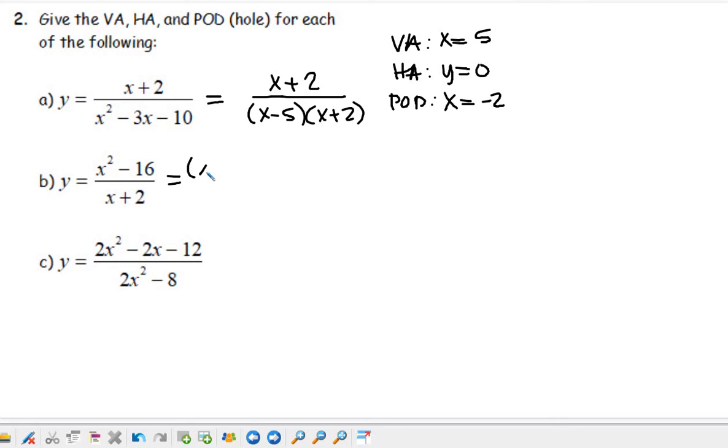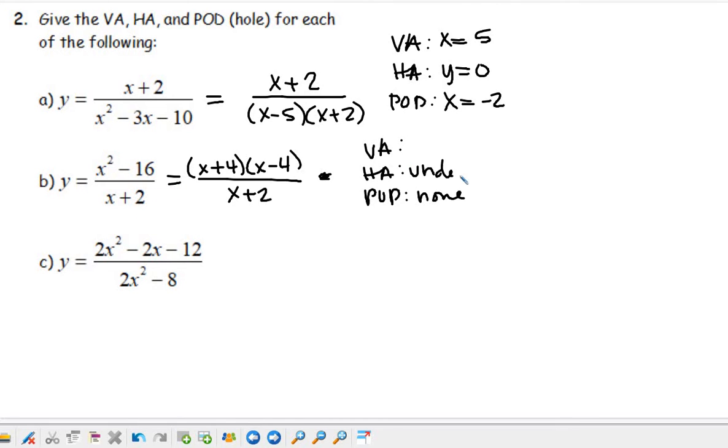So letter B, again, we need to factor. So the top is a difference of 2 squares. Then we have the bottom. There's nothing else that can happen here. Nothing factors out. So we can do our VA, HA, and POD. So if nothing reduces out, then there's no POD. Horizontal asymptote, this is big over little, which is always undefined. And vertical asymptote is the value that makes only the denominator 0, which in this case is -2.